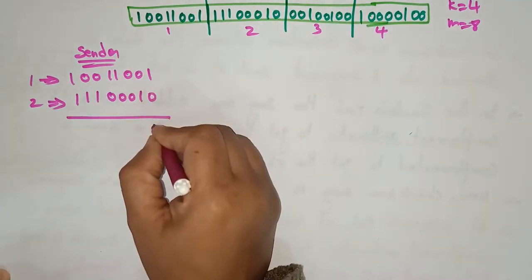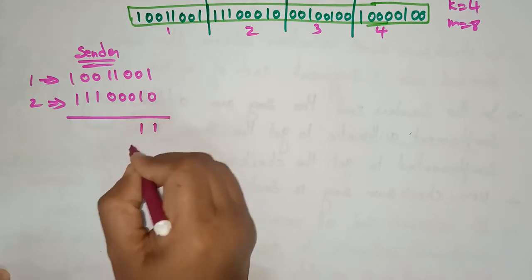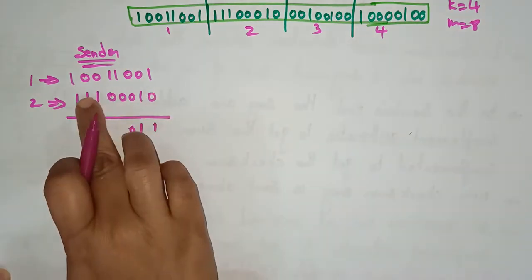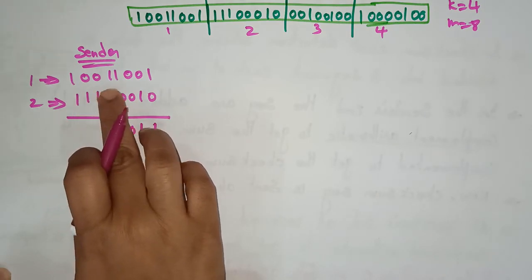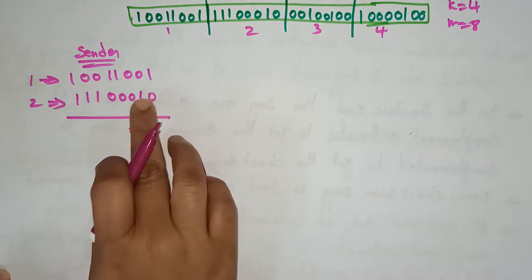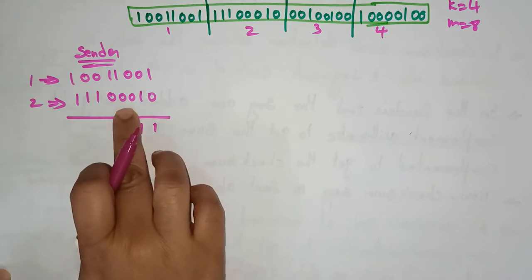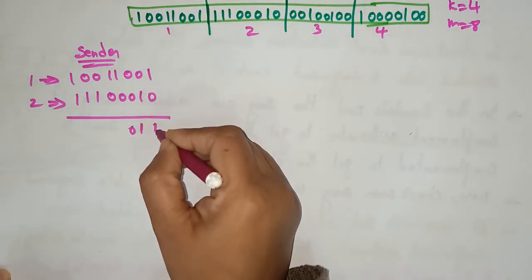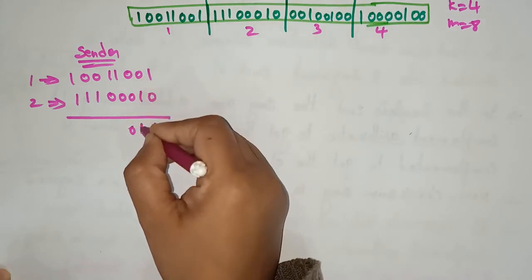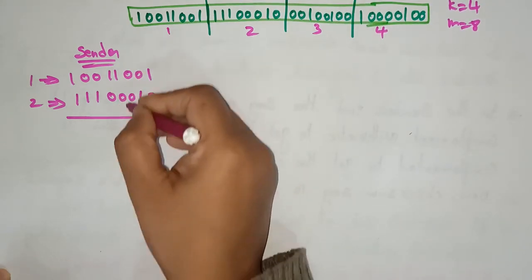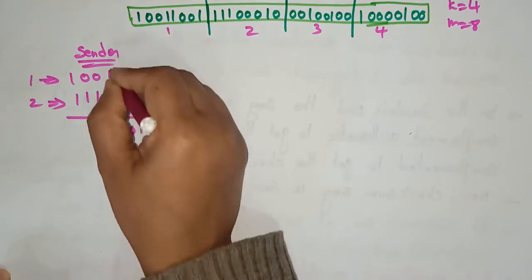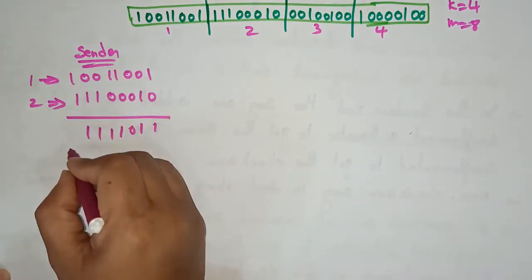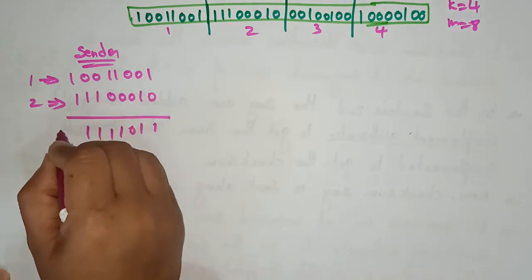So here I take 1 0 0 1 1 0 0 1 and 1 1 1 0 0 0 1 0. I'm just adding: 1 plus 0, you'll get 1 only. 0 plus 1, you'll get 1 only. 0 plus 0 is 0. And again 1 plus 0 is 1, and so on. Whenever 1 plus 1 is there, you'll get 1 0, right?